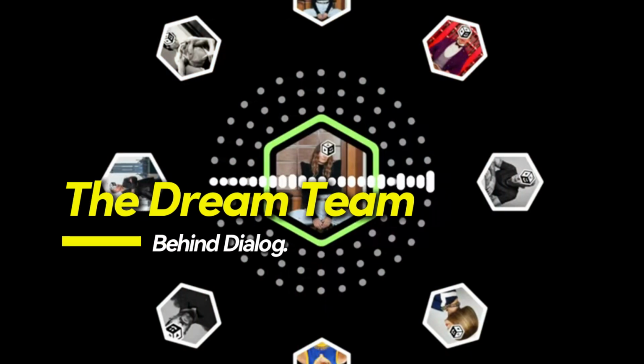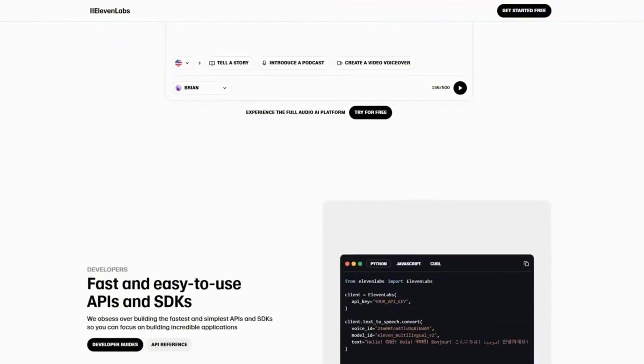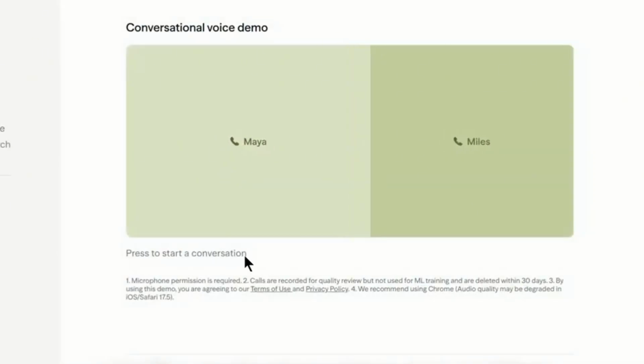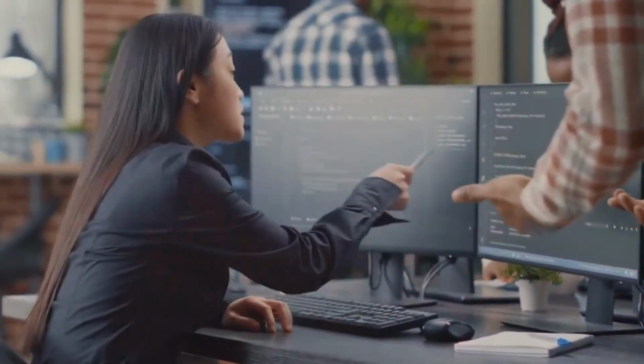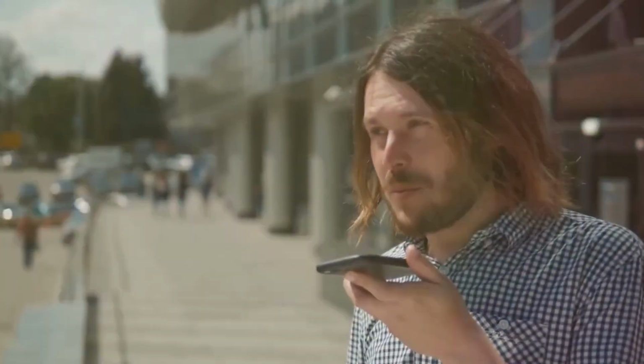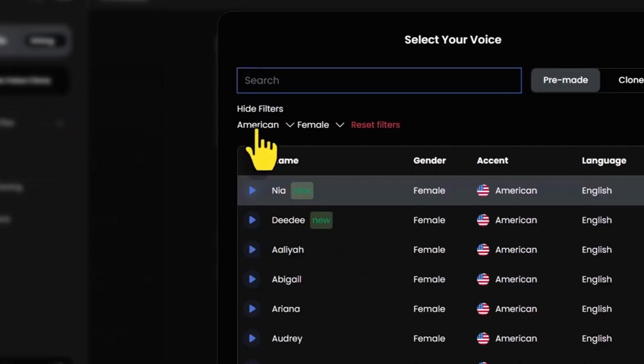The dream team behind Dialogue. The foundation of Dialogue lies in the pairing of two very different but complementary companies. Groq, founded by former Google TPU architect Jonathan Ross, has spent years designing processors specifically built for AI workloads. Unlike general-purpose GPUs, Groq's LPUs are optimized for deterministic performance, low latency, and high throughput, all critical for real-time applications like voice generation. Groq's latest milestone is the Groq Cloud, a cloud platform that runs on their LPU hardware.